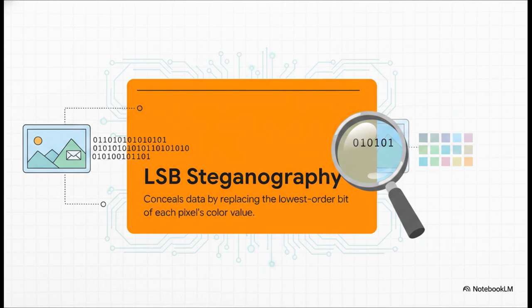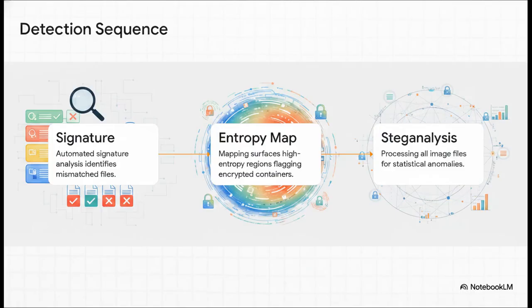Because this tiny shift is completely below the threshold of human visual perception, entire financial spreadsheets or illicit chat logs can be hiding right inside the microscopic, invisible color variations of a totally normal-looking vacation photo. So, here's the million-dollar question. How do you find something you literally cannot see?